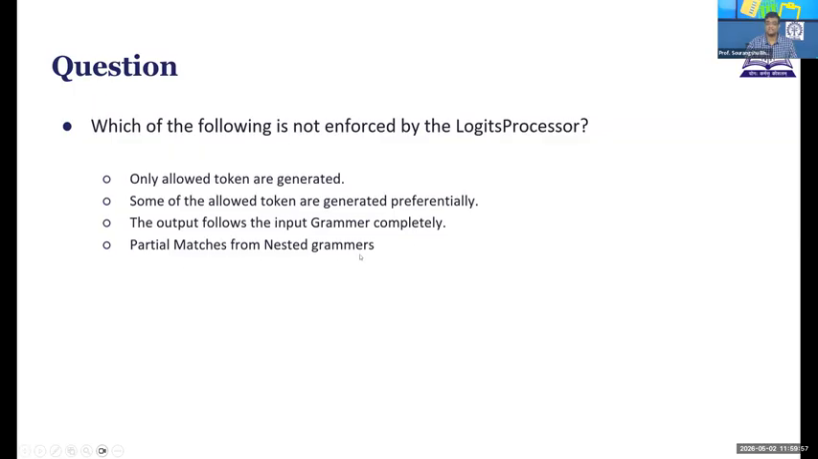Partial matches from nested grammars. So here I will tell you what is a nested grammar. A nested grammar is basically something like, let's say I have a regular expression, right? Now inside the regular expression, I may have either a sub-expression, or I may have something that says it should follow another grammar rule. This may be a date, for example, and so on and so forth. So this is the nested grammar. We will see it more clearly in a few minutes.